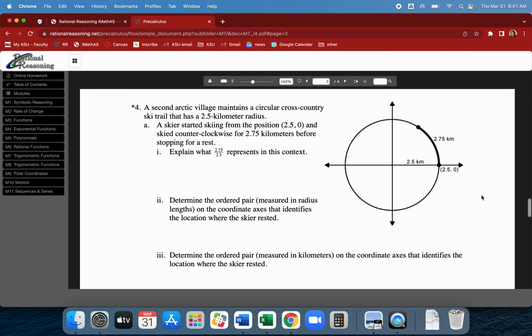So let me erase some of this, but look at this second question. It says determine the ordered pair in radius lengths that identifies the exact location where the skier rested at this spot, 2.75 kilometers in. Now, how on earth are we going to find coordinate points just from that? XY coordinate relations.